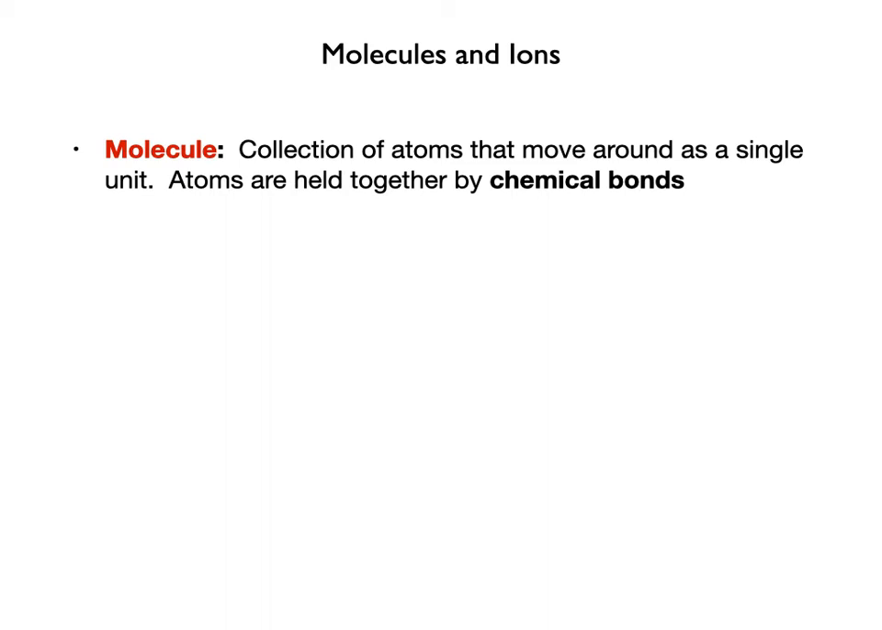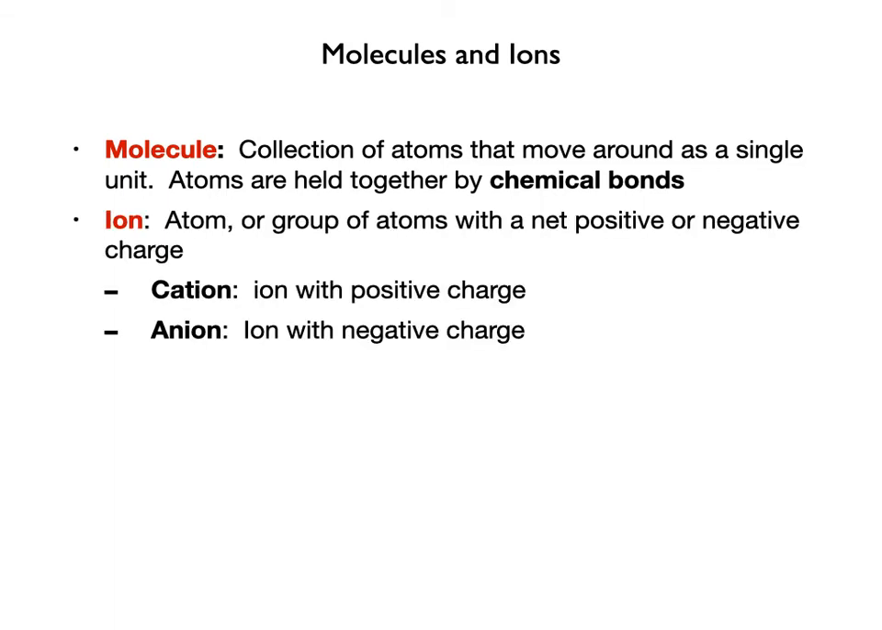So what is a molecule? A molecule is a collection of atoms that move around as a single unit. So it's basically a bunch of atoms that are stuck together by chemical bonds. We can also have an ion, right? So an ion is something with a charge. So this is just a molecule with a charge, a group of atoms that have either a positive or negative charge. And just like with our atomic ions, we can have a molecular ion. If it's positively charged, we call it a cation. If it's negatively charged, we call it an anion.